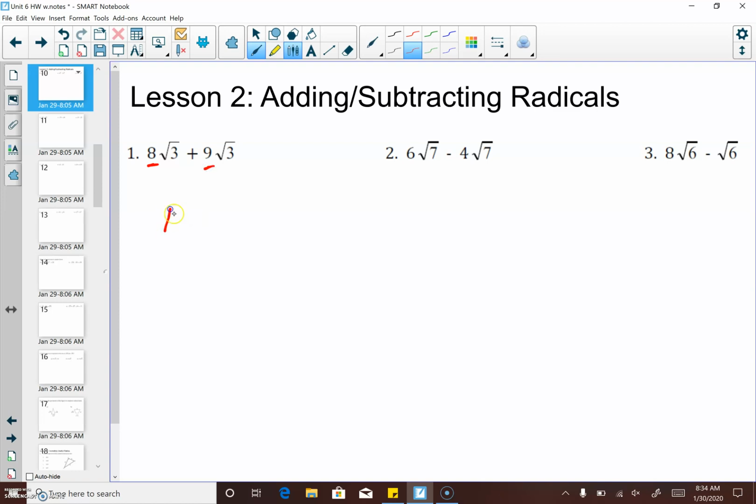So 8 plus 9 gives us 17, and we're going to keep our radical 3. In the second one, 6 minus 4 gives us 2, we're going to keep our radical 7. We want to remember, the last one, if there's no number in front, there's really an invisible 1. So 8 radical 6 minus 1 radical 6 gives us 7 radical 6.